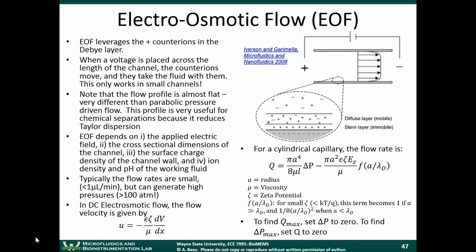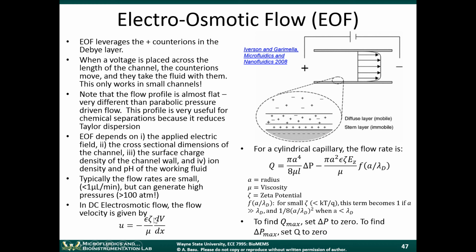And these are some formulas for DC electroosmotic flow. The velocity U is given by epsilon times the zeta potential. This is what we saw in the previous slide. And then mu is the viscosity, times dV/dx. So the more voltage you place across there, the velocity will go up proportionally with the applied voltage. dV/dx is delta V, the difference in voltage, divided by dx, which is the length of the channel.